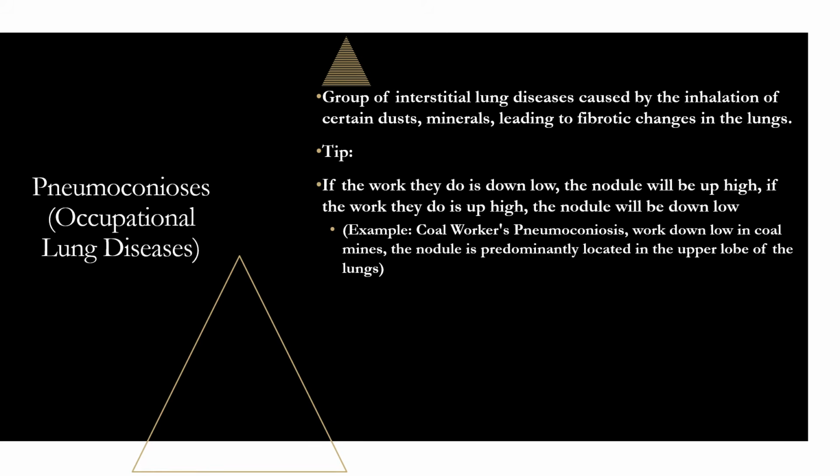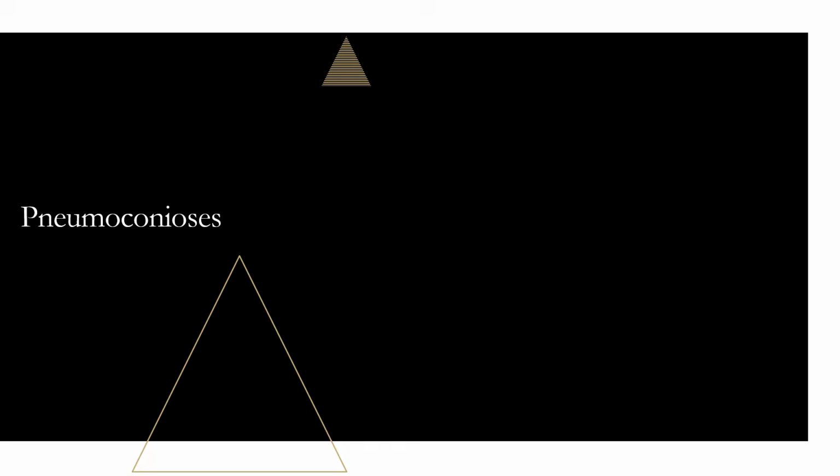So this little thing that I came up with to memorize it actually works out really well. So we'll go through it and I'll show you on each one. So that's the first tip you need to know. If they work up high, they work in an attic, they work in the ceiling, the nodule is going to be found down low. If they work in the ground or underground, the nodule is going to be found up high. It's the opposite. So that's the first tip.